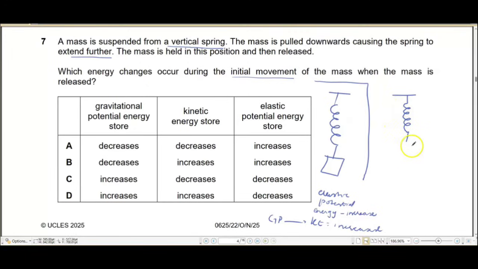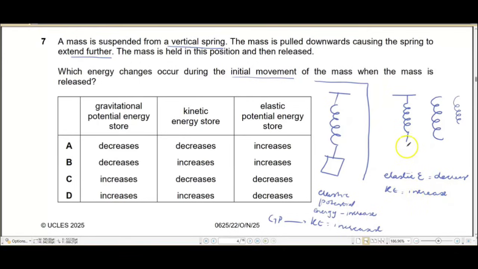Okay, and so the elastic energy is going to decrease. It is going from this position to this position again. So elastic energy is going to decrease. Now there is some sort of movement in the spring, so as the movement is there, the kinetic energy is obviously going to increase.